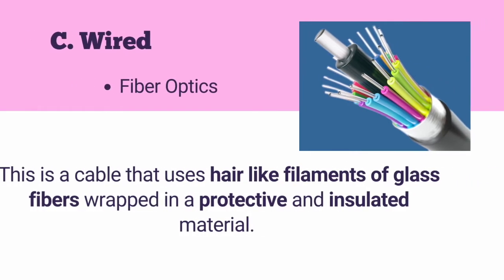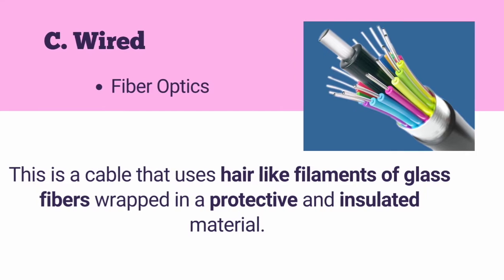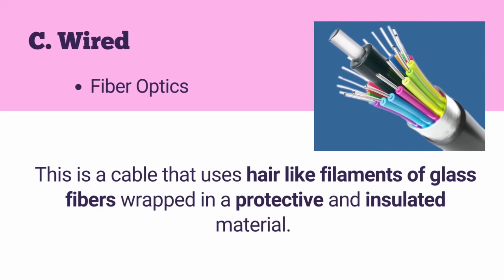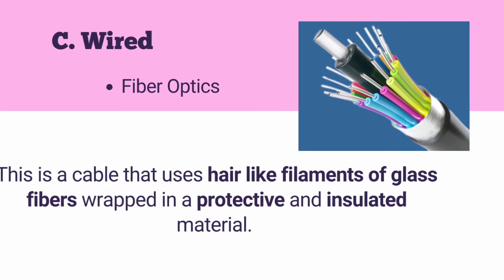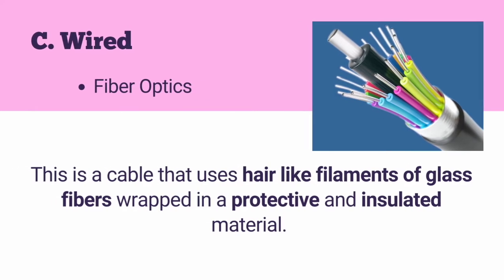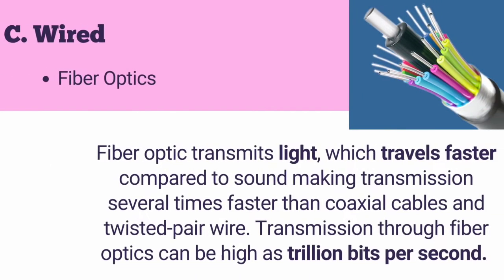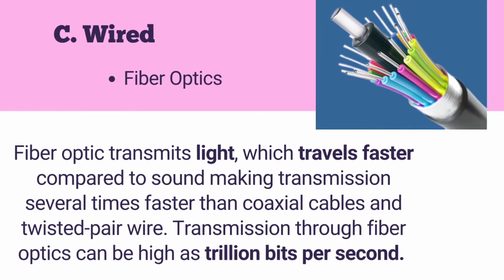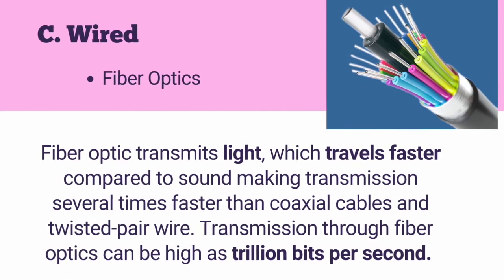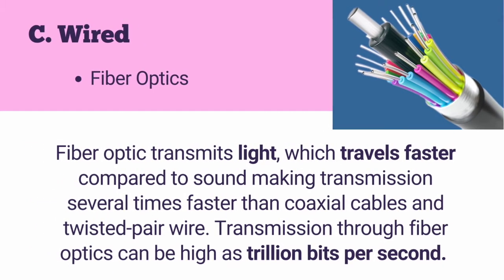And lastly, for wired is the fiber optics. Fiber optics is a cable that uses hair-like filaments of glass fibers wrapped in protective and insulated materials. Fiber optics transmit light, which travels faster compared to sound, making transmission several times faster than coaxial cable and twisted wire. Transmission through fiber optics can be as high as a trillion bits per second.